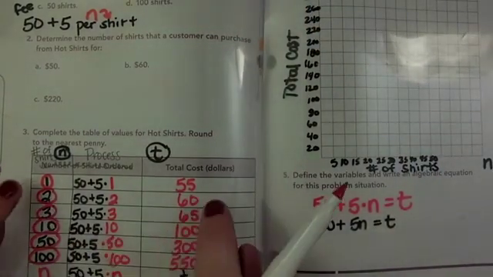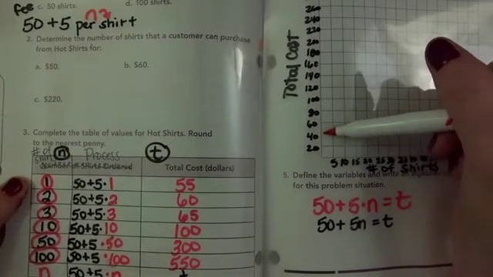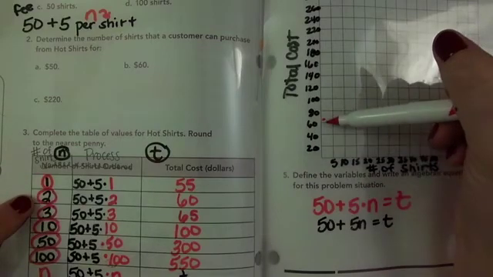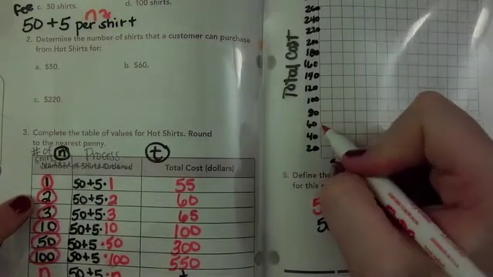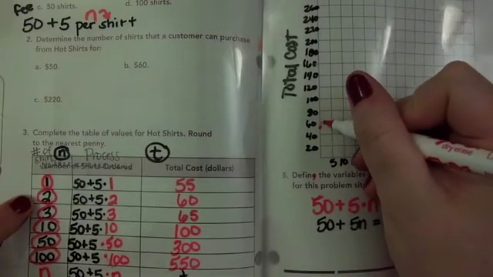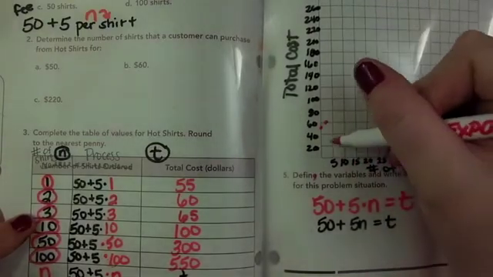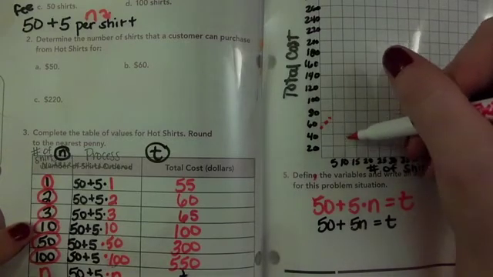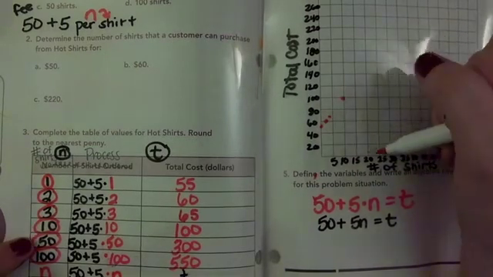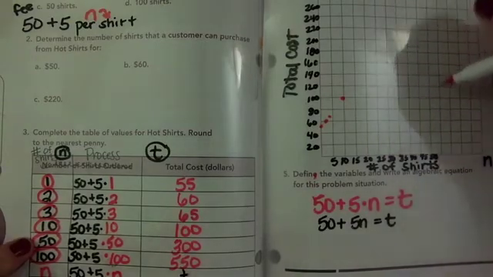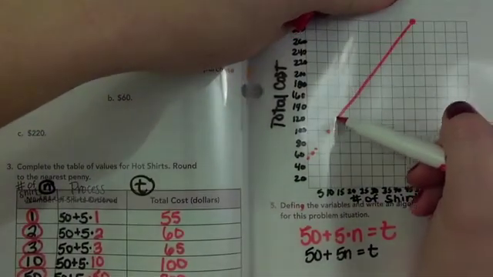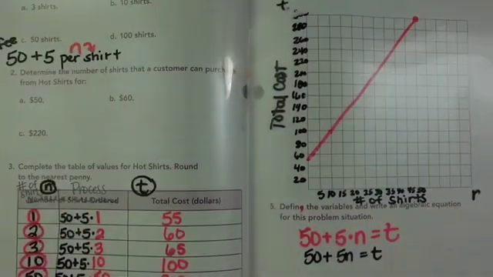So we're just taking these points. So 1, so right over here is at 55. 2 is at 60. Oops, I put that too high. Right there at 50. 2 is at 60. 3 is at 65, so about in there. 10 is at 100. 50, so all the way over here, is at 300. So then you can draw a line through that, and that would be our line.